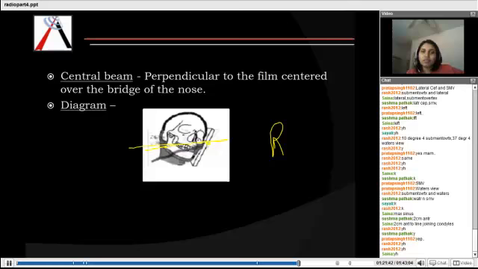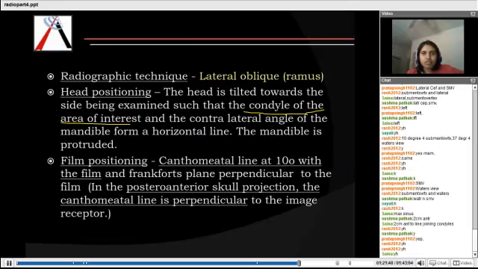Okay, this is about the tilting for the lateral oblique ramus, and the rest of the things remain the same. The only thing we have to do is the centimeter line is 10 degrees with the film in this direction.